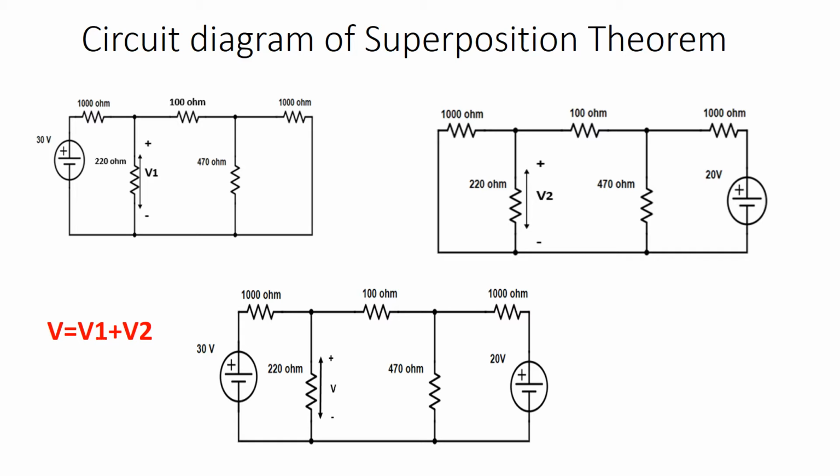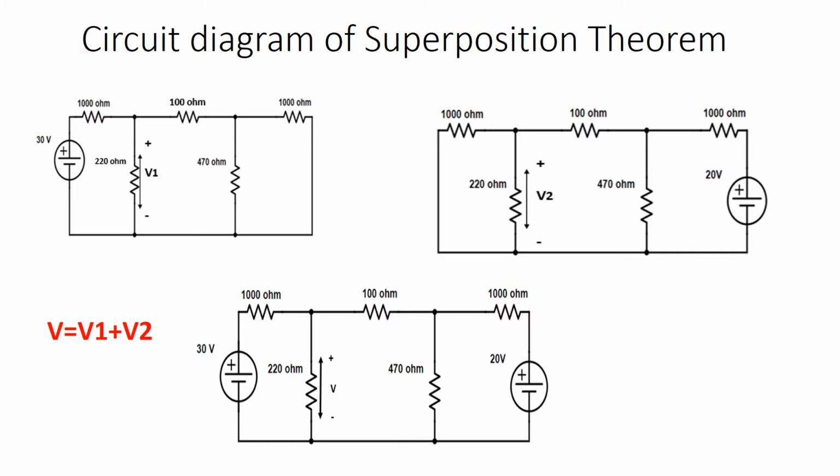Initially we are going to keep only the 30 volt and short the 20 volt, and next we are going to keep the 20 volt and short the 30 volt. We are going to measure the voltage across 220 ohm in each circuit and add the voltages. That will be the total voltage across the 220 ohm resistor.